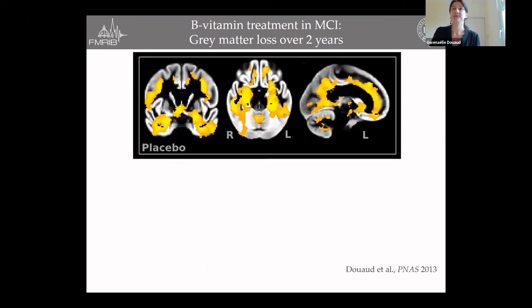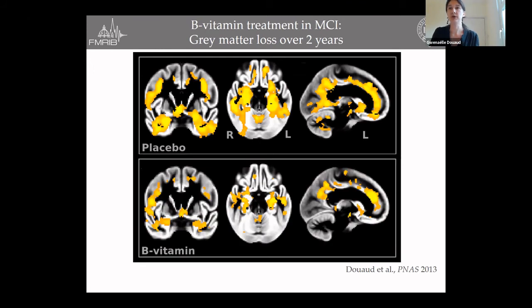So what did we see? Well, we've got the placebo group. They are MCI participants. They are over 70. So there is a clear gray matter loss over 2 years. Again, here in white, you see the probabilistic map distribution of gray matter. And in yellow is where the placebo group has lost gray matter over 2 years. You can see it's really widespread, very strongly across the medial temporal lobe. But in the B vitamin group, it seems like over these 2 years, the reduction, the atrophy, is far less pronounced.